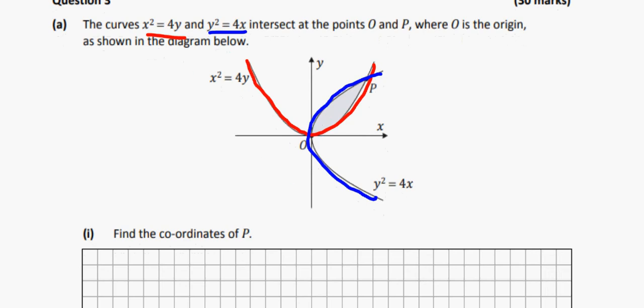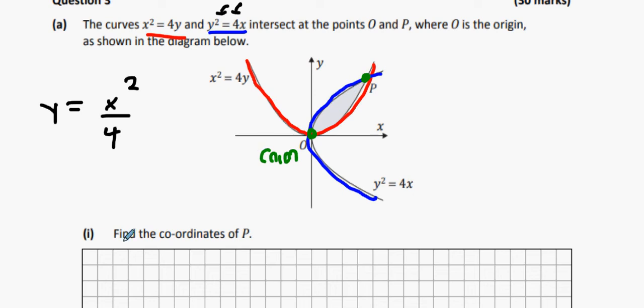Okay? Now, the problem here is that we need to get one letter on its own. So I'm going to get y on its own for the red one, alright? So I'm going to say that y equals x squared over 4. Alright? And then I'm going to sub that into the blue one to find the point of intersection. Now, if we're looking at the points of intersection, it looks like one of them's the origin, which is 0, 0. But then we're going to have to find the other one, which is the point P.